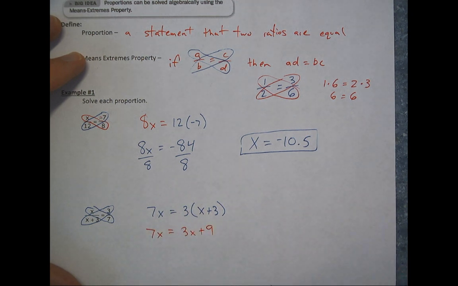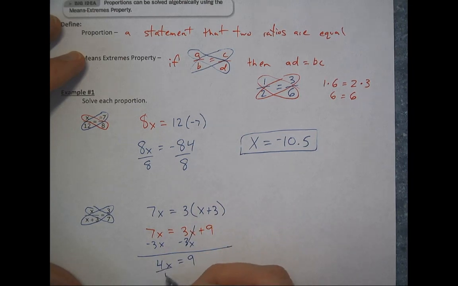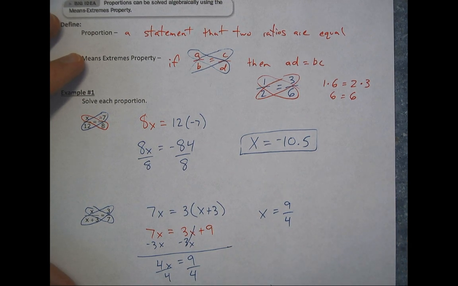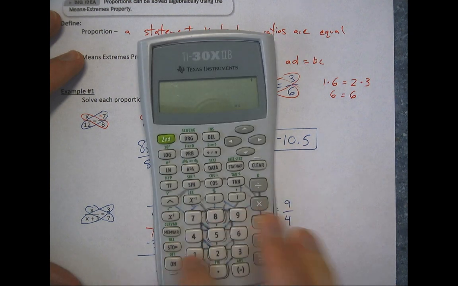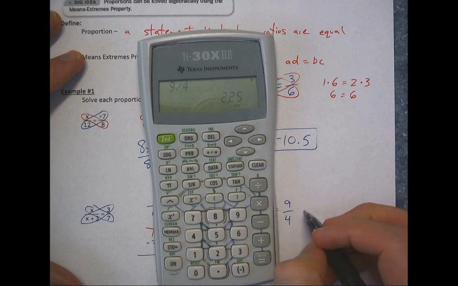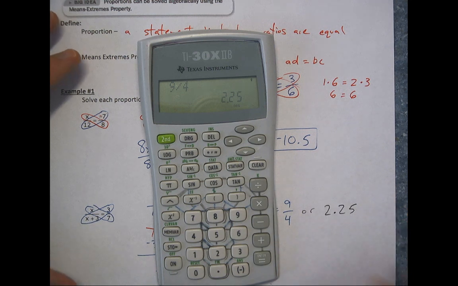And we still have 7x out here. And we're just going to solve this equation. So minus 3x on both sides. We get 4x equals 9. Divide by 4. So this cancels. So x equals 9/4. Or if you're not comfortable with leaving it as a fraction like that, 9 divided by 4 is a nice enough decimal that if you wanted to, you could just call it 2.25. Perfectly fine.